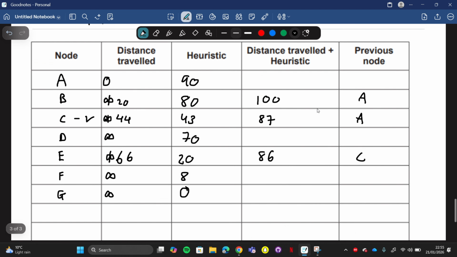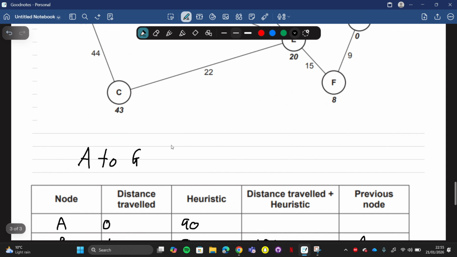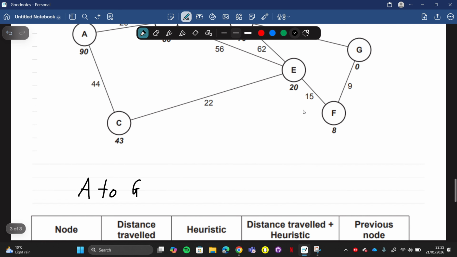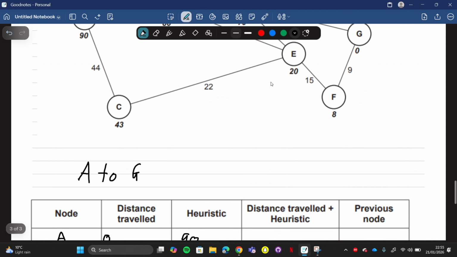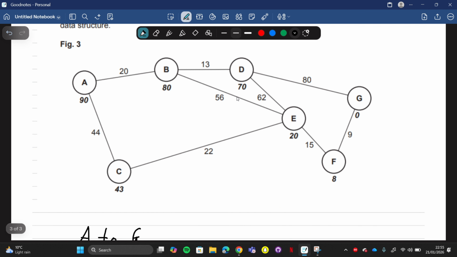So distance from E to F is going to be 66 plus 15, which is going to be 81. So to F, 81. 81 plus the heuristic is 89. And it came from E. Cool. That's F. So let's look at B. Well, B's going back. It's not going to be minimized. A to B is 20, but then A to E to B is way longer. So we're not going to look at that.